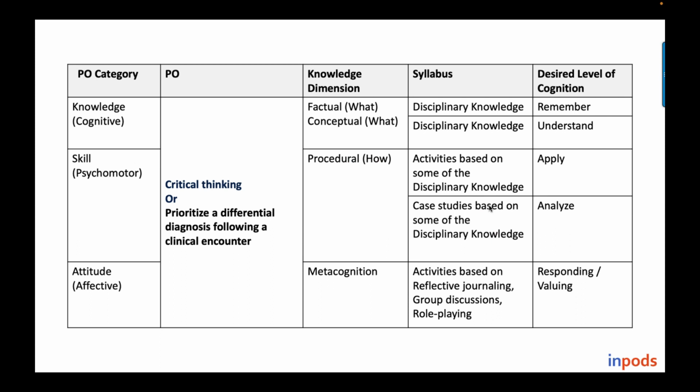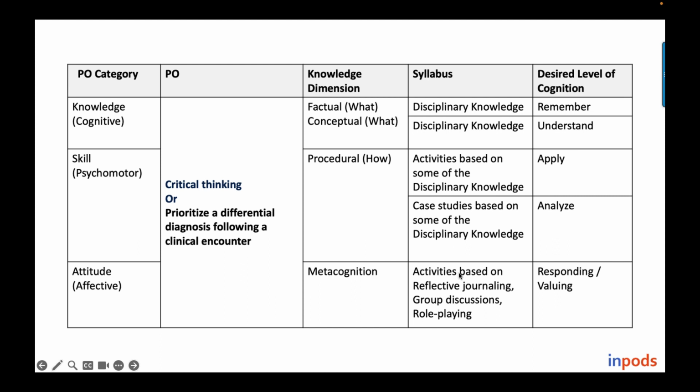There's a plan that I'm making now. This is the PO, critical thinking, and I want these knowledge dimensions also to be covered here. Then I will decide what syllabus I have to design. There have to be some courses which will deliver the discipline knowledge. There will have to be some activities which will take the students to the how level, procedural activities based on the disciplinary knowledge. Then there could be some case studies based on the disciplinary knowledge.